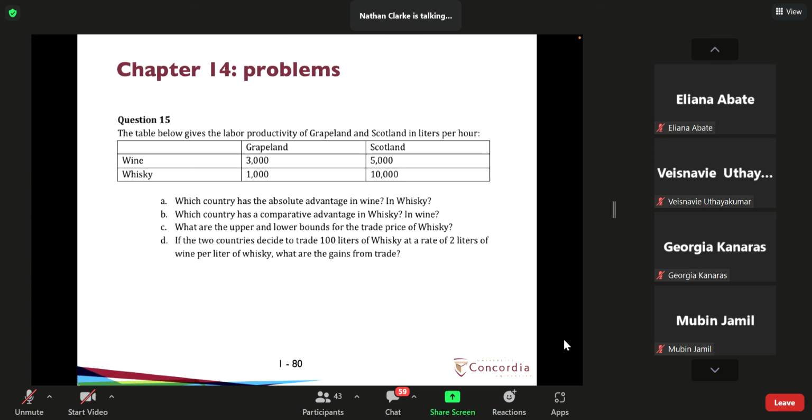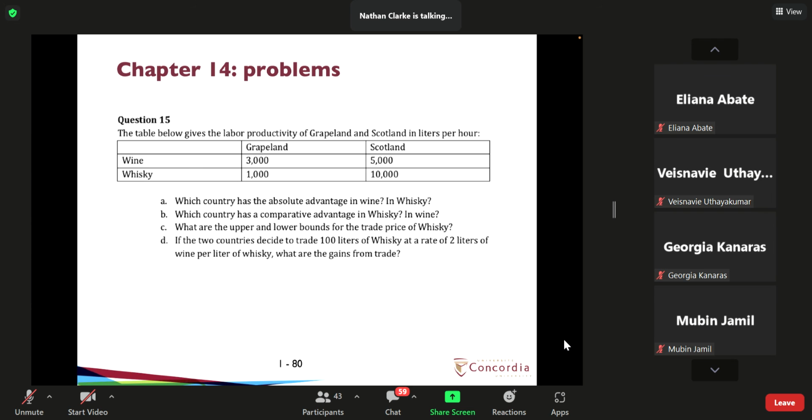Question 15. This is another example of a good question that I think will be asked. They'll give you a table, 2 products, 2 countries, same as usual. Then eventually what you'll be asked to do is calculate the gains from trade. And that's part D of this question. But here we also have parts A, B, and C, which are just used to build your understanding and build towards part D.